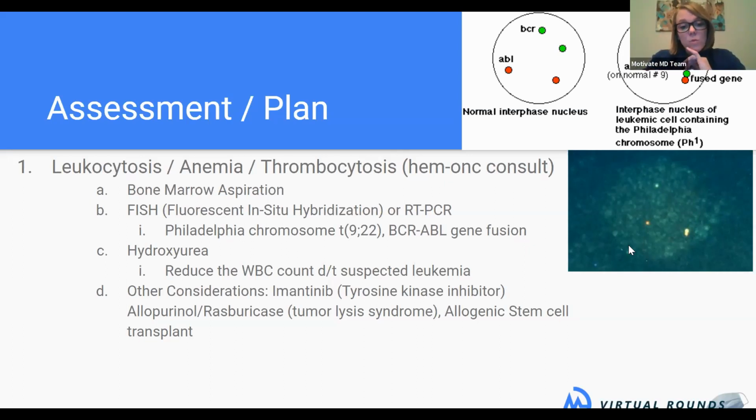Along the same lines, once we have a confirmed diagnosis of chronic myeloid leukemia, CML, we might give a tyrosine kinase inhibitor. Basically this drug, imatinib, inhibits this BCR-ABL gene fusion that causes this uncontrolled cell growth. Another thing we can consider is an allogeneic stem cell transplant. The people we look for here are often brothers or sisters, to see if they're a match, because they're often the closest match.